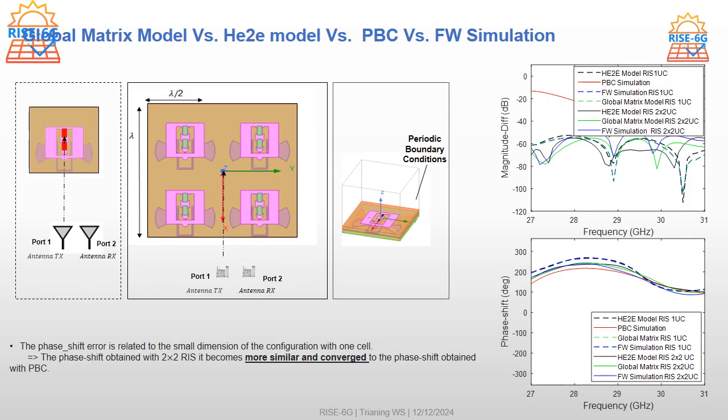Here is an example where we mainly show that the phase shift of the end-to-end impedance model, with respect to the global matrix or also the full-wave simulation, catches quite well the 180 degree shift that we want to have, and the difference in dB between the model and the full-wave simulation is very low, below minus 60 dB.